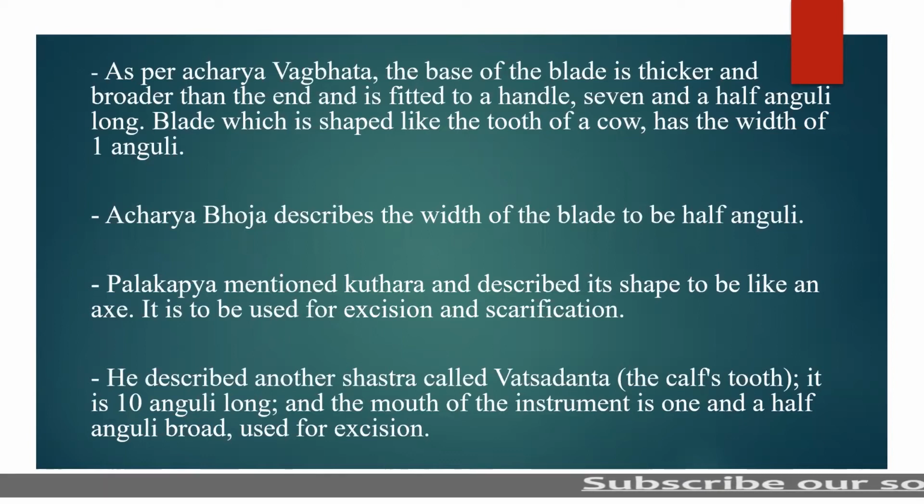Pal Kappe mentioned another type of shastra which is known as kuthar and described its shape to be like an X. It is used for excision and scarification. He also described another shastra called Vats Dant, the calf's tooth, which is considered to be 10 anguli long, and the mouth of the instrument is 1.5 anguli broad, which is mainly used for excision.